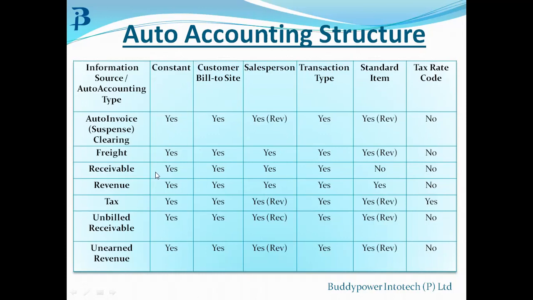The receivable account, again, controls the account in your general ledger to which you post your receivables amount. Then you have your revenue, the same thing. It controls the account in your GL to which you post all your revenue amounts. And the tax amount is the same thing. You post all your tax amount.